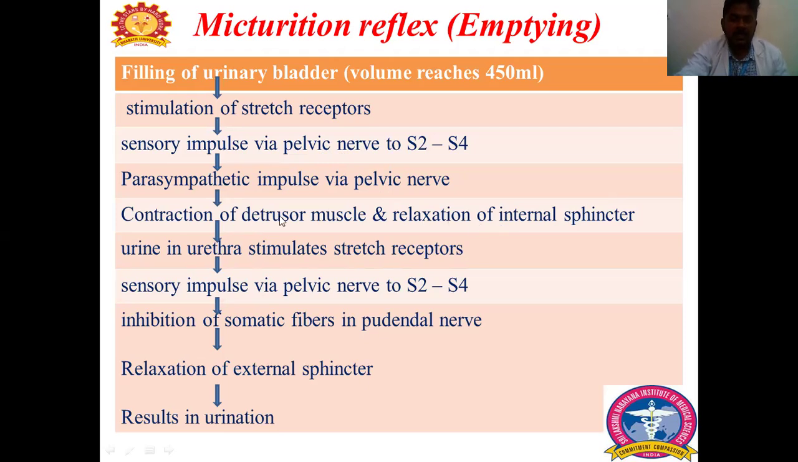This contraction of the detrusor and relaxation of the internal urethral sphincter will allow the urine to flow into the urethra. And in the urethra, the stretch receptors are again stimulated and they stimulate the pelvic afferent nerve. This pelvic afferent nerve will inhibit the pudendal nerve. So this will cause relaxation of the external urethral sphincter and this will result in urination. This happens as a reflex. The center for this reflex is present at the sacral segment of the spinal cord.